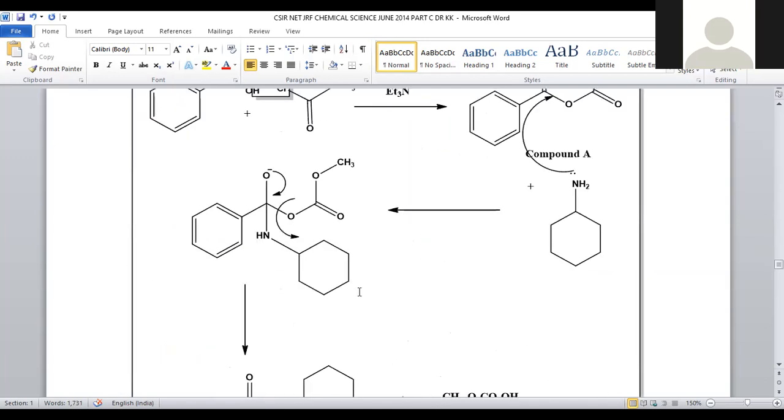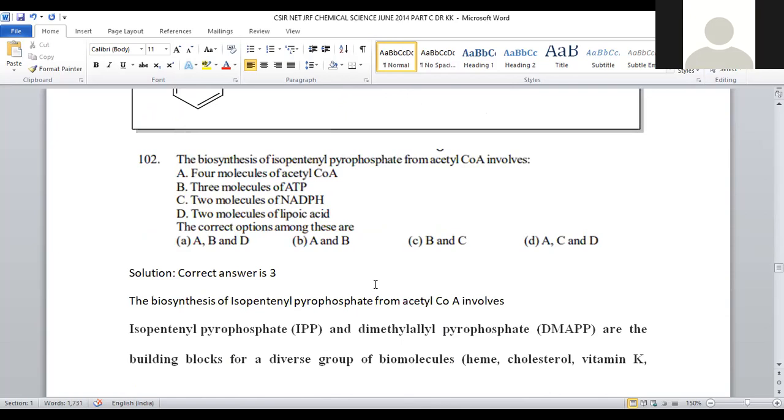Let us move on to question number 102. Again, it is a part of bioorganic chemistry. The biosynthesis of isopentenyl pyrophosphate from acetyl coenzyme A involves. Here, molecules like enzymes, proteins, and all these polypeptides prepared in a natural manner from natural origin are said to be biosynthesized. How they are synthesized and what the mechanism is are clearly discussed in the branch called natural products. Right, the biosynthesis of isopentenyl pyrophosphate takes acetyl coenzyme A as a precursor molecule.